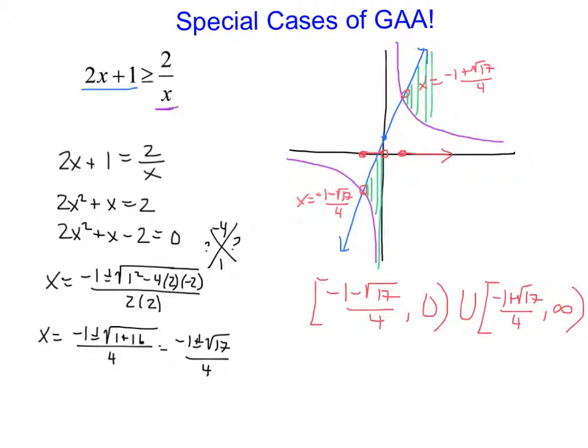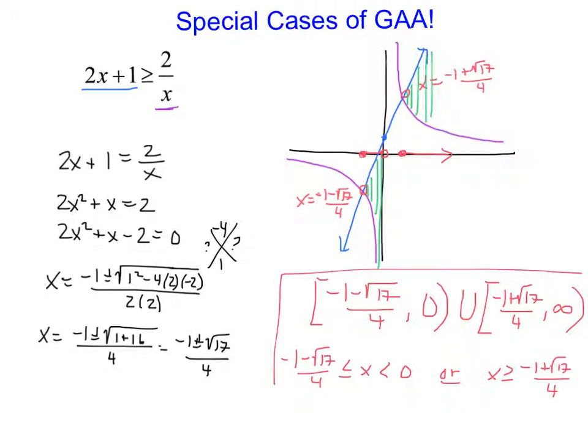That's the interval notation, and we can also write this as -1 minus root 17 over 4 less than or equal to x less than 0, or x is greater than or equal to the positive one, where it picks on up. And there we got our solutions. That was a special case.